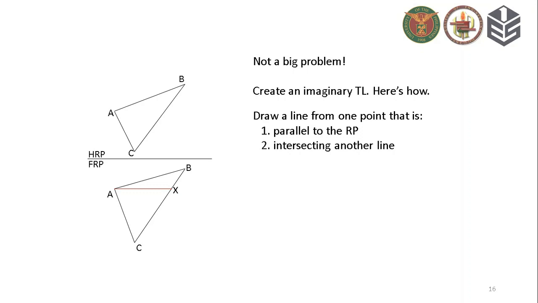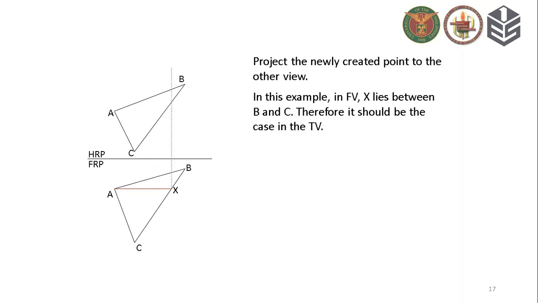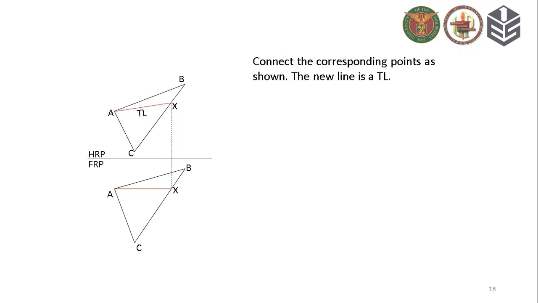Since we want to immediately get the true length of this line, we have to make it parallel to the reference plane. In this example, line AX is parallel to this reference plane. Next, we have to project the imaginary line. Since we used A as one of the endpoints, we only have to project point X in the other reference plane. Line AX will then appear as TL in the top view.